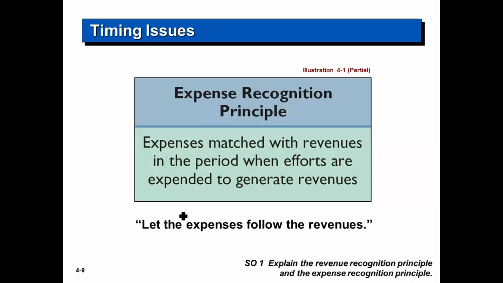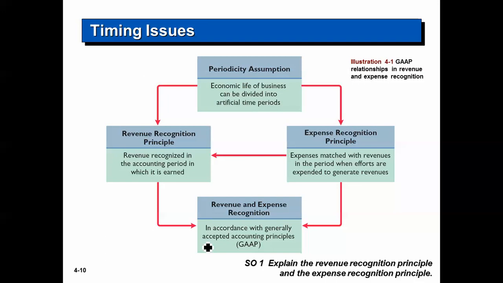Same thing with expense. We must recognize the expense in the period in which it was used to earn the revenue, in a period when efforts are expended to generate the revenue. So this is the timing issue. The periodicity assumption is the economic life of the business. And that means the expenses and revenues are recognized in the periods in which they are incurred.